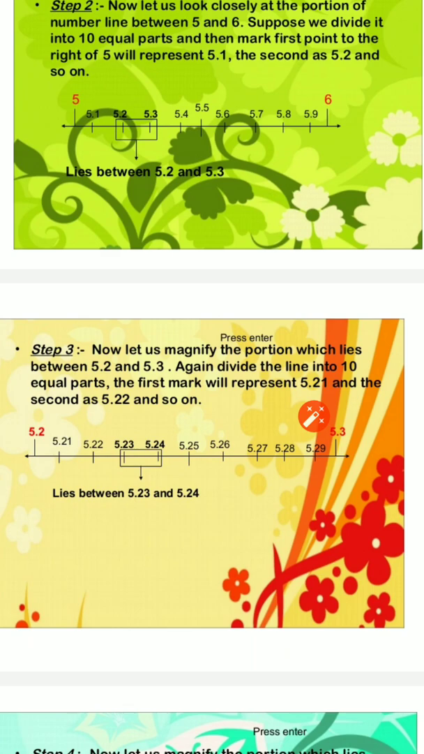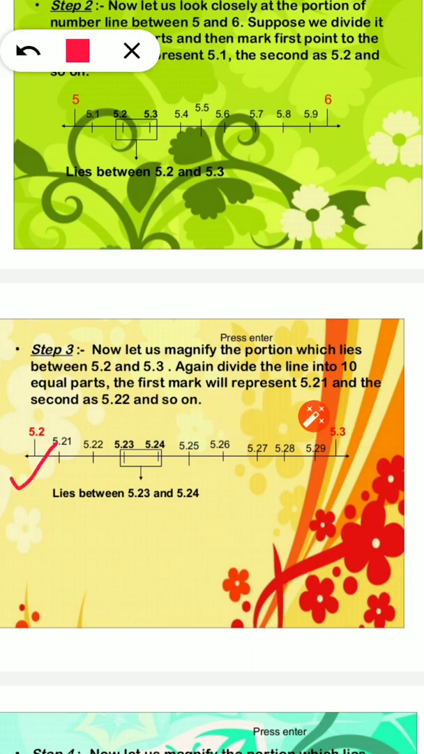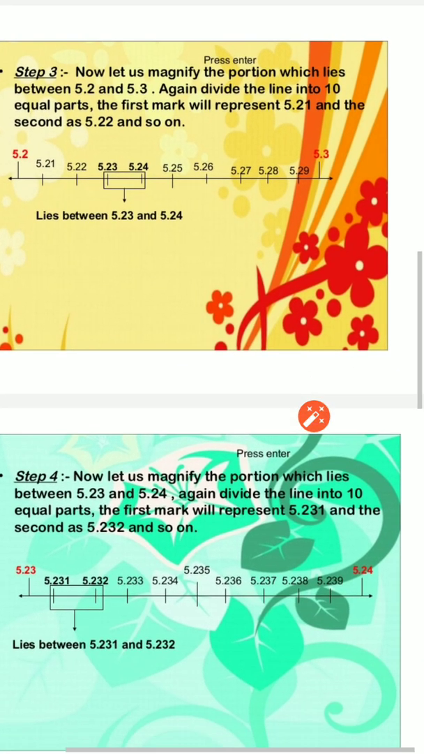Now 5.2 and 5.3. Split this into 10 equal parts. The first mark will represent 5.21, second 5.22, third is 5.23, fourth is 5.24. Now that particular number 5.2316 will lie between 5.23 and 5.24. Now come to the next slide.